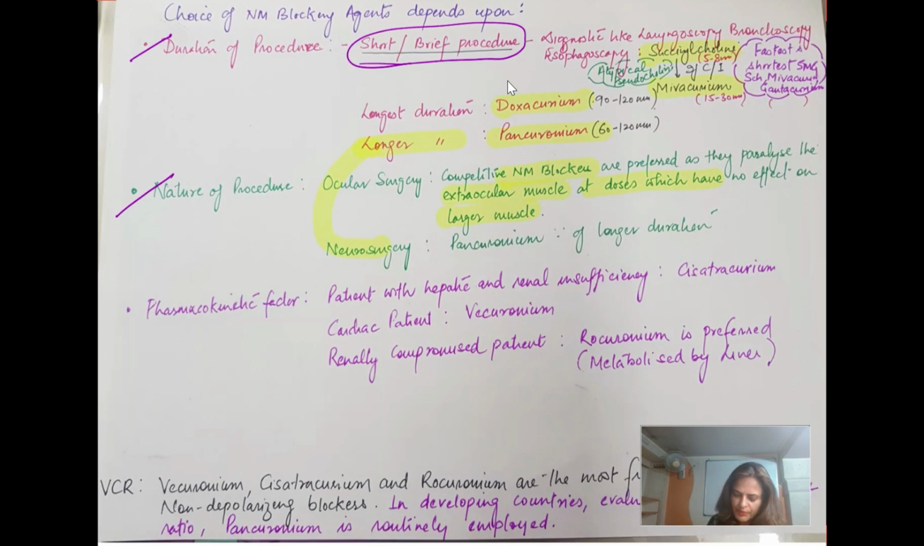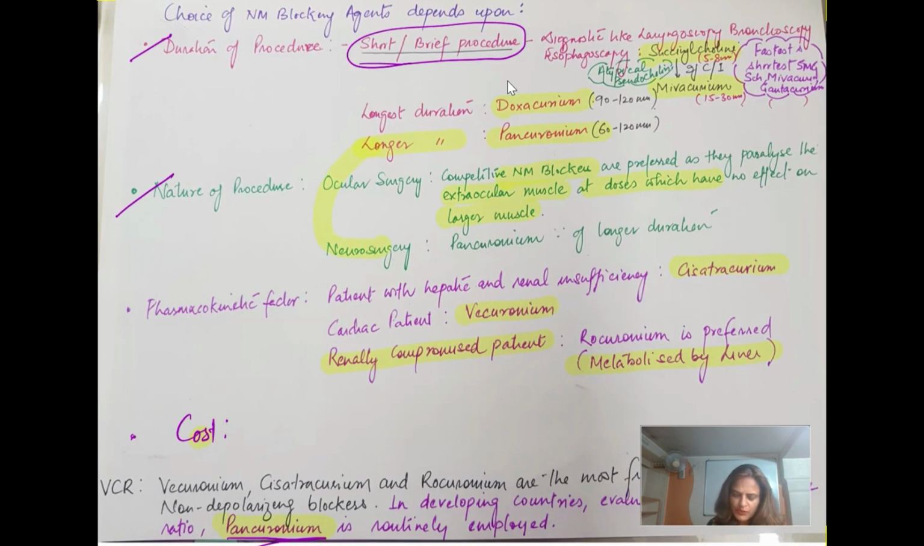Like cisatracurium, we prefer if the patient is having any hepatic or renal insufficiency because this is the one which is degraded enzymatically, Hofmann elimination happens. Similarly, for a cardiac patient, vecuronium; for a renally compromised patient, rocuronium because it is metabolized by liver. And the most important thing, even the cost. We also look at the cost, seeing the patient, how much cost he can afford. So in developing countries this pancuronium is routinely employed, routinely it is used because of this cost factor.